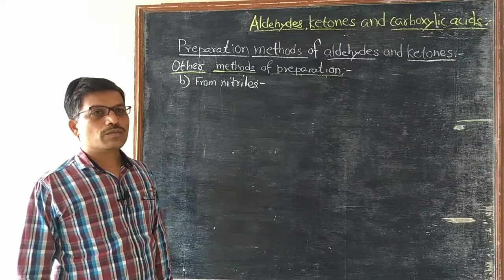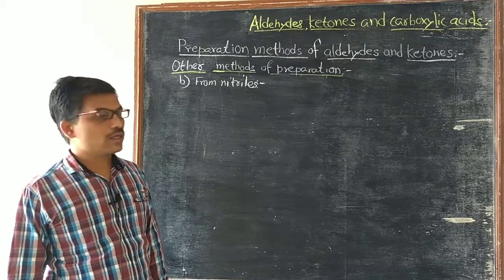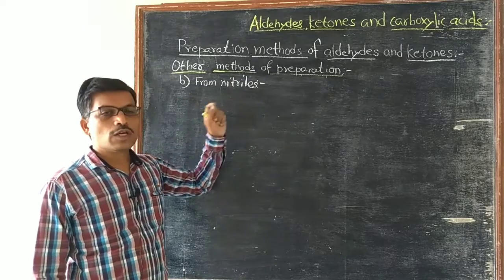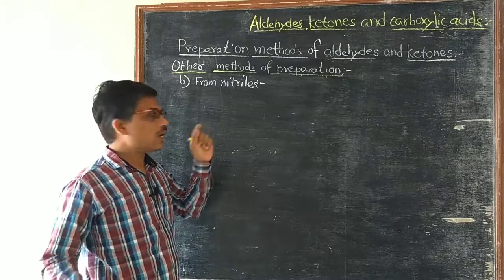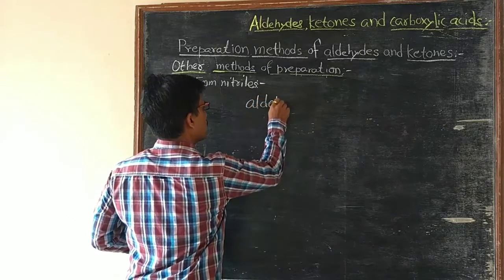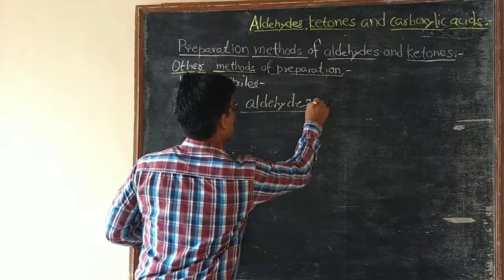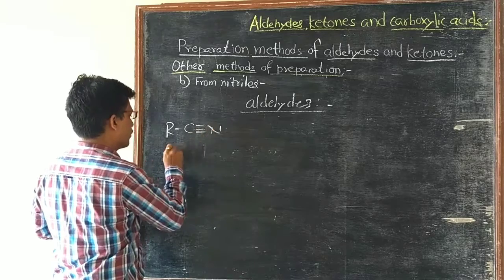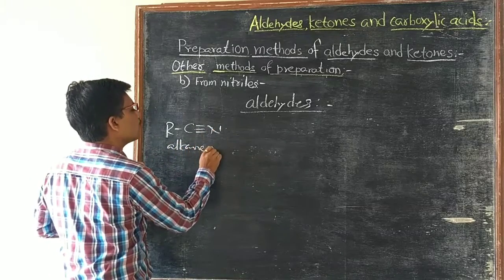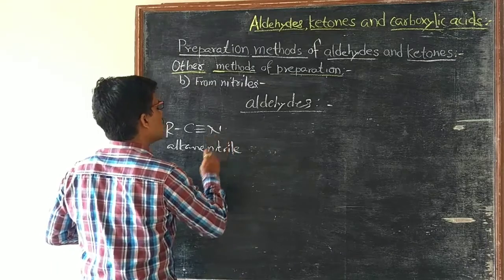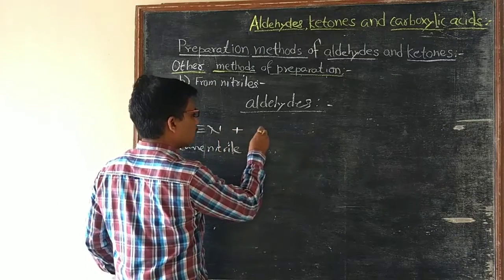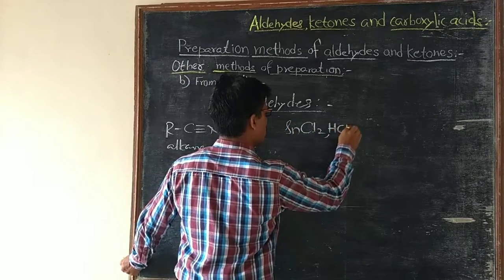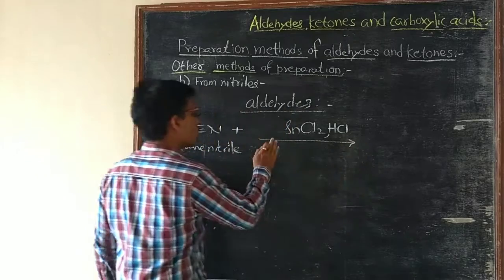In this lecture we have started other methods of preparation of aldehydes and ketones. The next method of preparation is from nitriles. First, we will study preparation of aldehydes. When alkane nitrile is treated with stannous chloride and hydrogen chloride, it undergoes reduction.